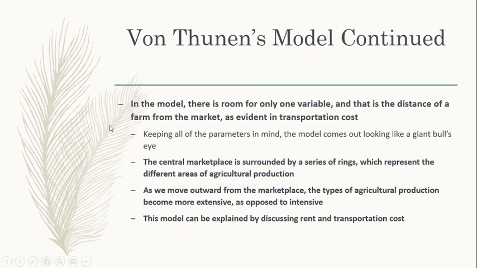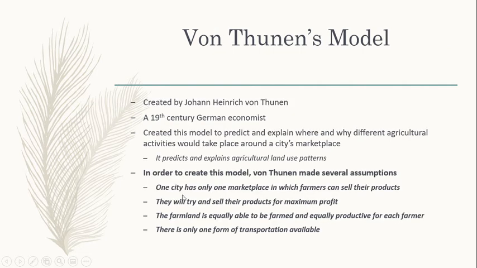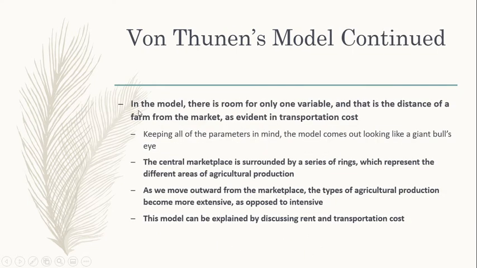And we will look at a von Thunen model picture right now, so we can go ahead and sum this all up in picture form. So keeping all of the parameters in mind, parameters meaning that there's only one market, that the farmers are going to try to sell their food for maximum profit, farmland is equally able to be farmed and equally productive for each farmer, and there is only one form of transportation, which is a horse-drawn cart.